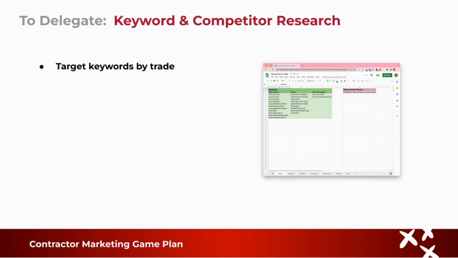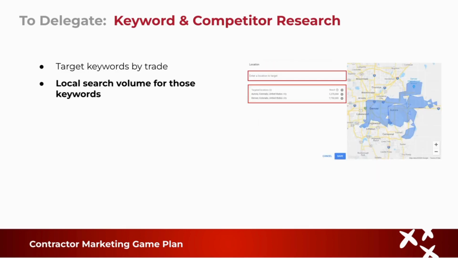And you should have a list of specific target keywords for the trades that you represent in your SEO strategy. But that's something your vendor or staff person should do. We don't think you should do it. Then once you get those target keywords, your vendor should be showing you the local search volume for those keywords.